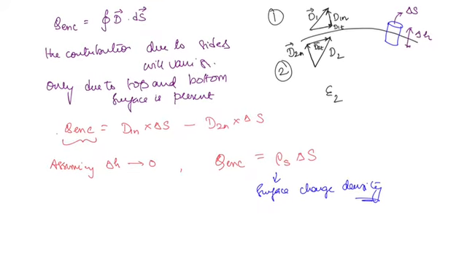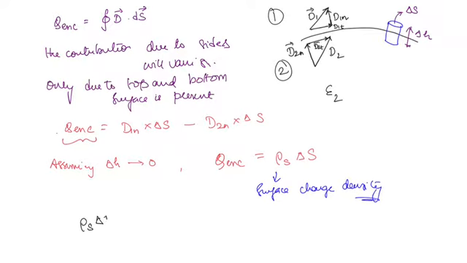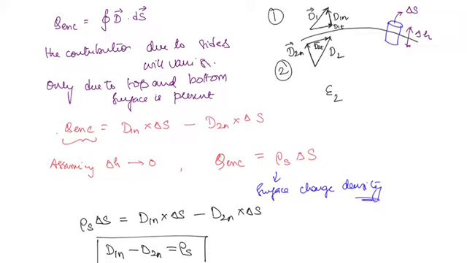Okay, so what will the equation become? It will become rho S delta S is equal to d1n into delta S minus d2n into delta S. So finally d1n minus d2n is equal to rho S. Okay, so here there might be one confusion, d1n minus d2n.